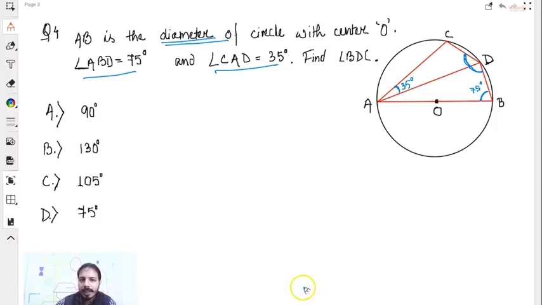If you go back and remember, the diameter subtends 90 degrees on the circumference on any side, any segment. So that means we got one of our angles. This AB is the diameter and you see this is 90 degrees. If this is 90 degrees and this is 75, what will be this angle? Now you solve it.